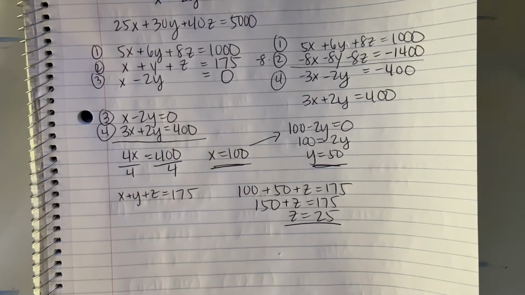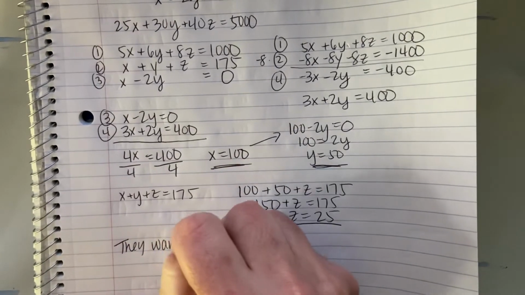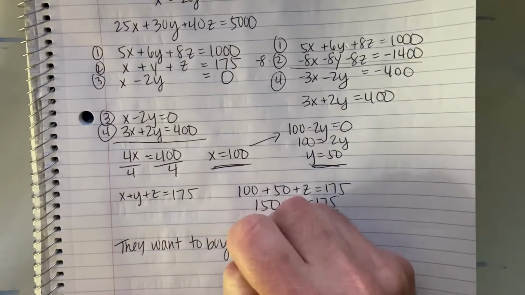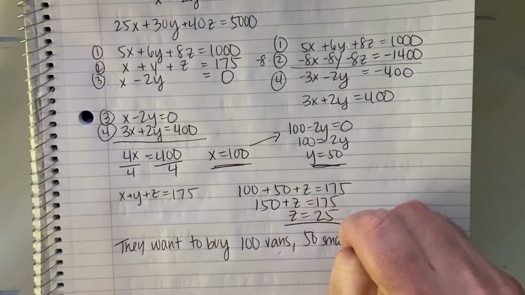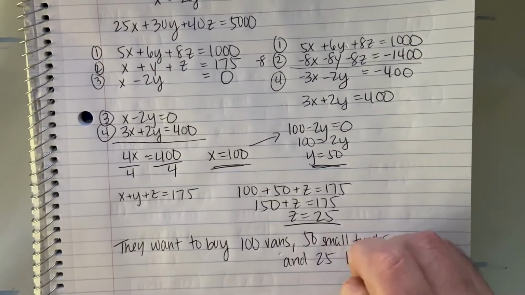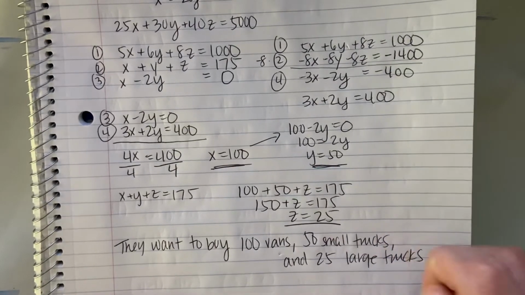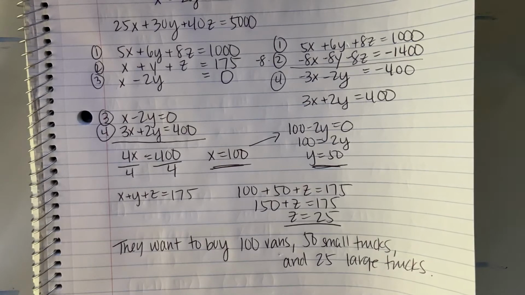Now, what does this mean? It means they want to buy, X is again vans, so 100 vans, 50 small trucks, and 25 large trucks. So this is how you solve one of these word problems. And then the answer should be in words. Don't just leave it as X, Y, and Z. Just write out what it is. It's a word problem. Now let's set up number 2.